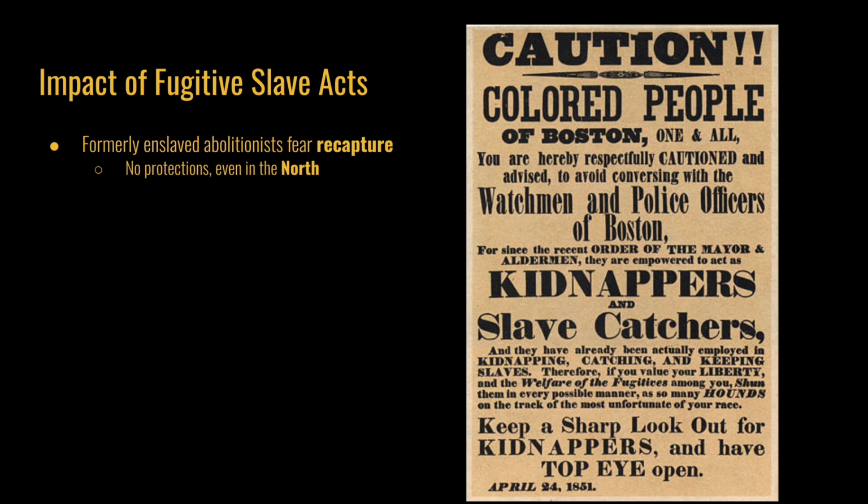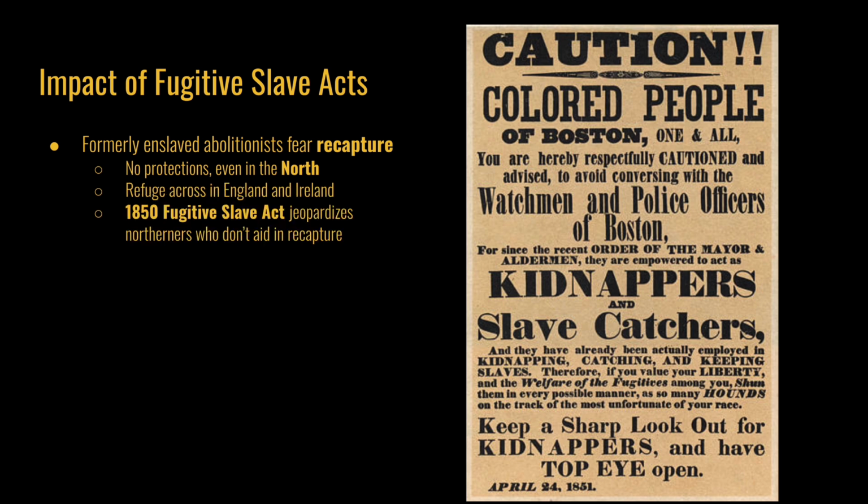Some abolitionists who escaped slavery found refuge in England and Ireland. The 1850 Fugitive Slave Act was the most strict because it put Northerners in jeopardy who didn't aid in the recapture of fugitive slaves, not to mention those who helped harbor and give refuge to fugitive slaves in the North.